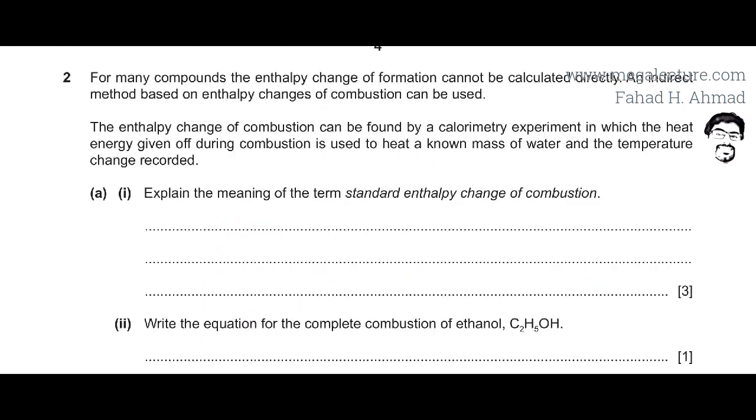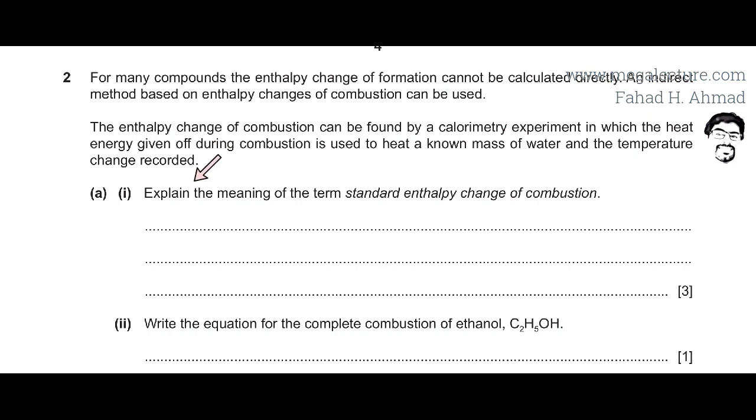The following question states that for many compounds, the enthalpy change of formation cannot be calculated directly. An indirect method based on enthalpy change of combustion can be used, which is based on Hess's law. The enthalpy change of combustion can be found by a calorimetry experiment in which the heat energy given off during combustion is used to heat a known mass of water and the temperature change recorded.